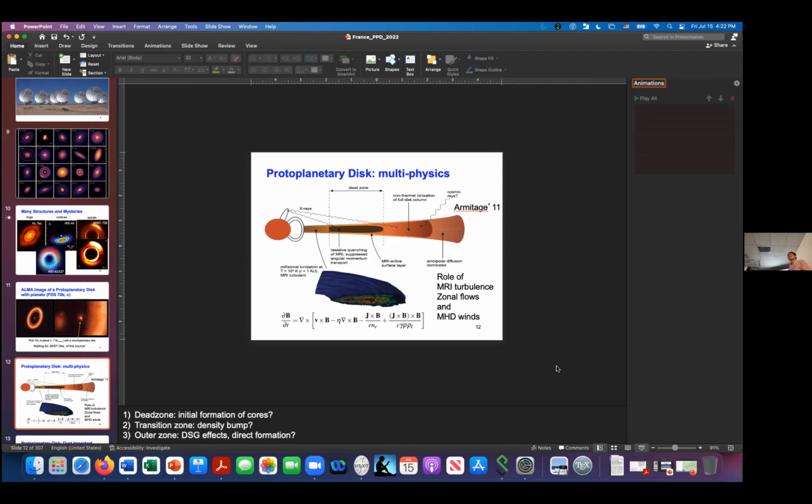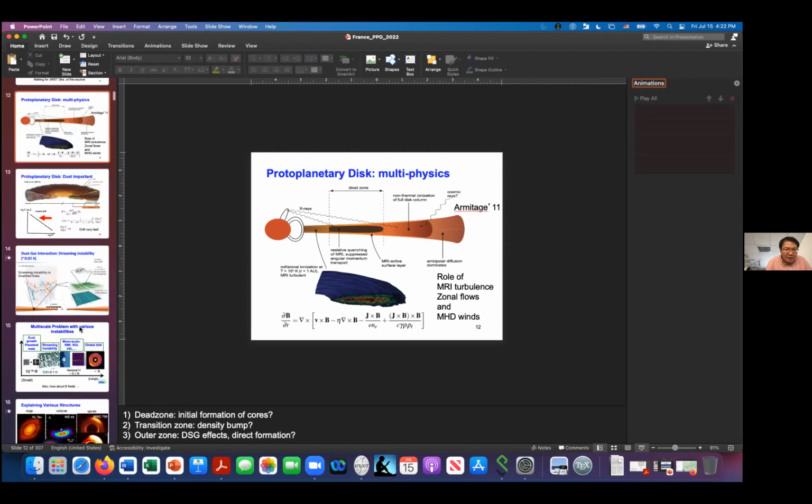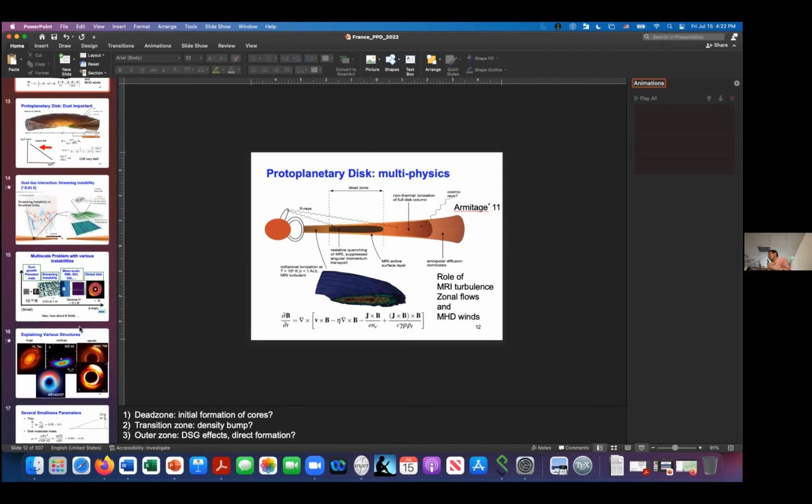Can you explain, please, what is the main difference between gas and dust from a mathematical point of view? The dust does not have pressure. They're individual particles. The gas has pressure.